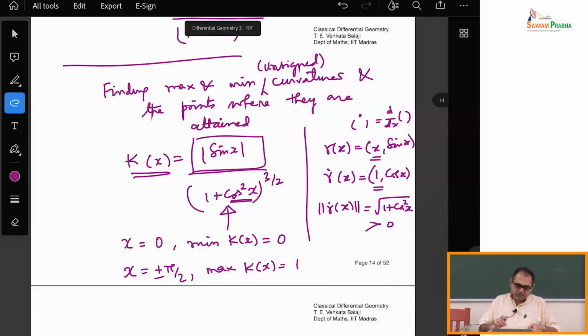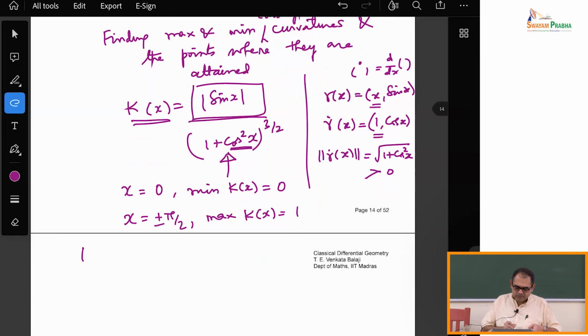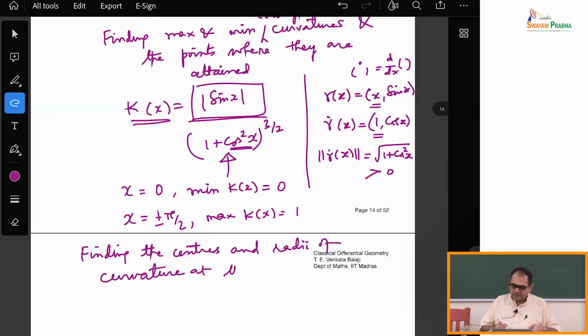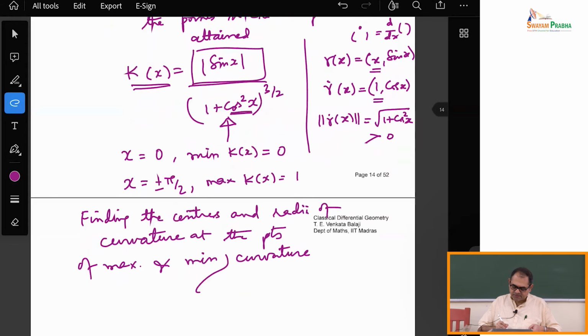So that is the easiest way to do it. In this case, what is going to happen is, let me write that down: finding the radius of curvature, the centers and radii of curvature at the points of maximum and minimum curvature. And of course, I should keep stressing it is unsigned.